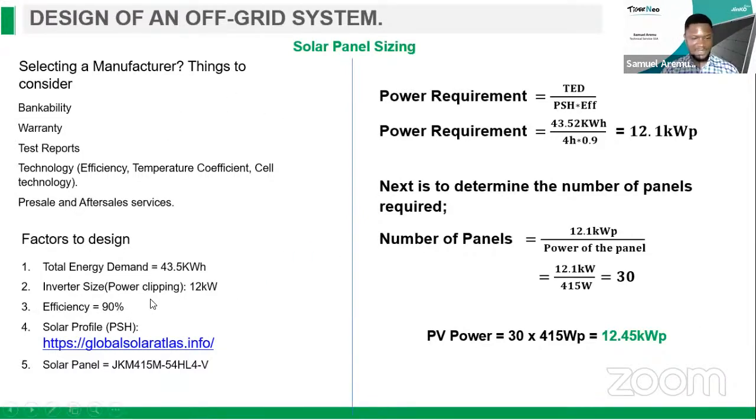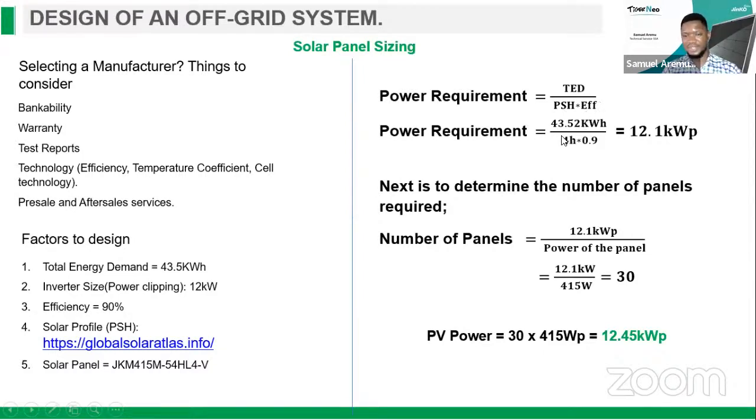And the efficiency, 90%, there will be losses along the line, from the cable to the cell itself to the inverter. So since the solar panel is the main energy source, you need to cover for the losses as well. Also, like I said in the previous slide, you need to understand the solar profile of the environment, the tilt angle, the irradiance level of the environment. I can get these values from this website, Global Solar Atlas, and I'll be using a solar panel of 415 watt. So here's my formula: power requirement equals total energy demand divided by the peak sun hour by the efficiency.